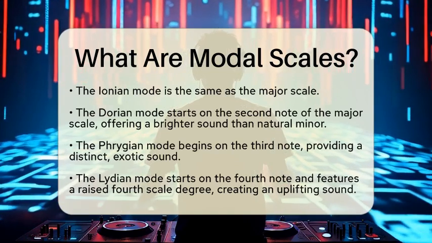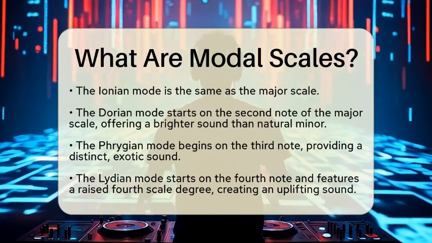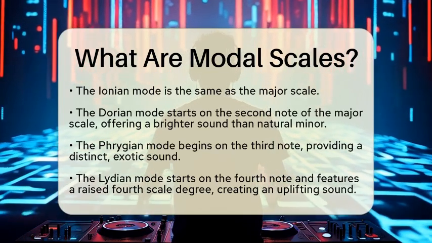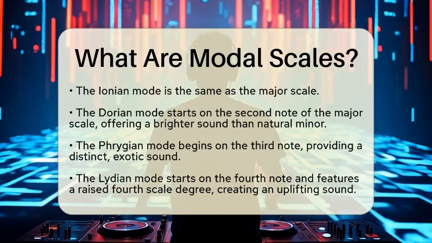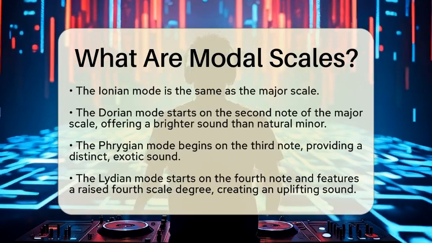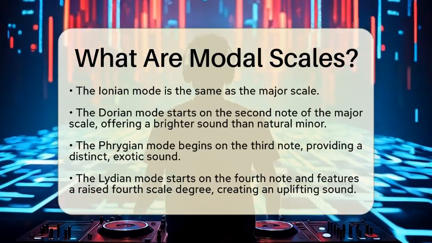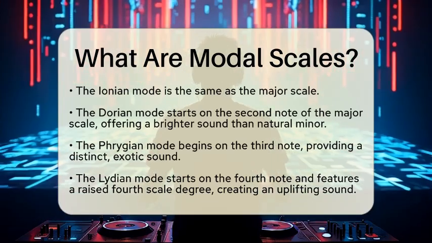Next is the Dorian mode, which starts on the second note of the major scale. For C major, that would be D, E, F, G, A, B, C, D. The Dorian mode has a brighter sound than the natural minor scale but is less bright than the major scale. Moving on, we have the Phrygian mode, which starts on the third note of the major scale. For C major, it is E, F, G, A, B, C, D, E. The Phrygian mode has a distinct, somewhat exotic sound.